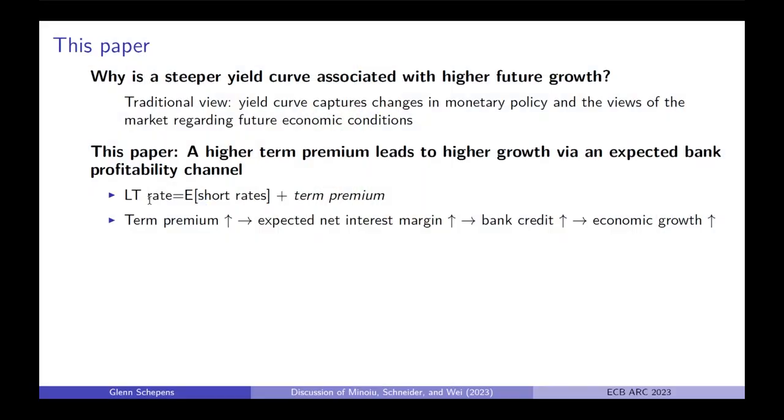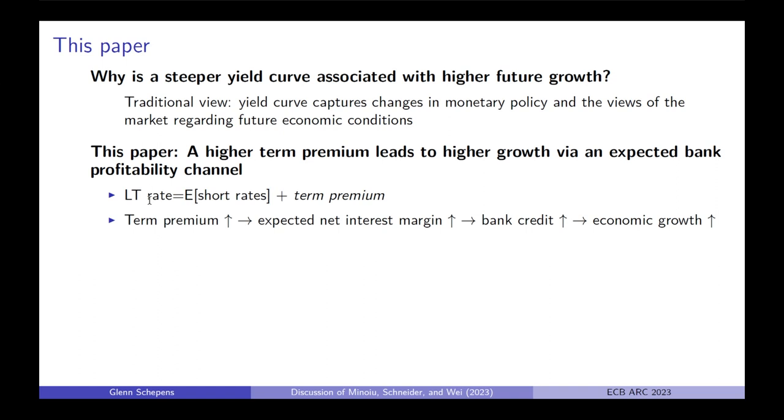So their point is going to be that a higher term premium leads to higher growth via this expected bank profitability channel. And they'll proceed in two steps in their analysis. So first, they're going to decompose long-term rates into an expected short-term rates part and a term premium, so the remuneration that investors get for holding long-term investments, long-term bonds in this case. And this is nothing novel. They just take an off-the-shelf model to do this decomposition, and there's nothing wrong with that.